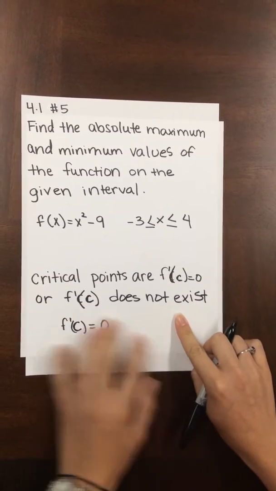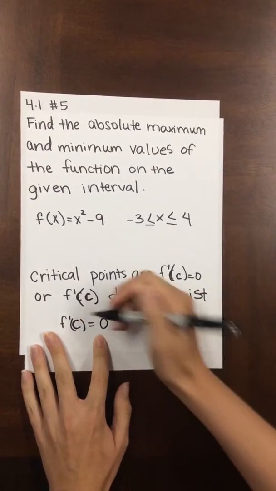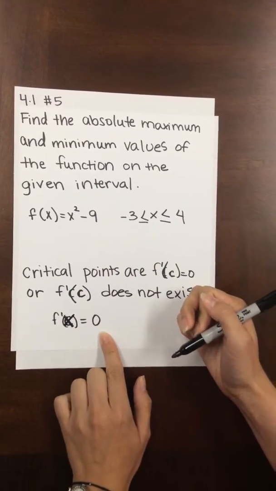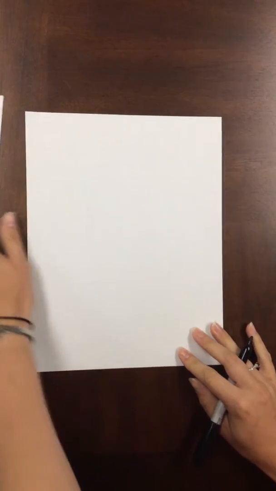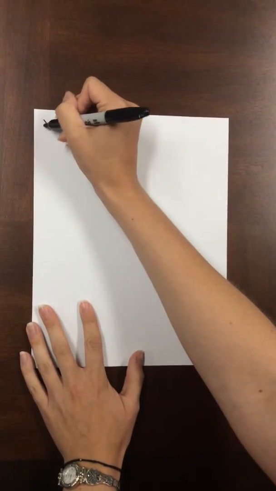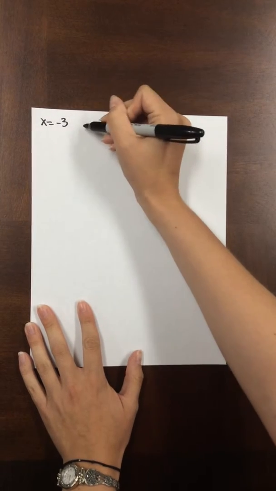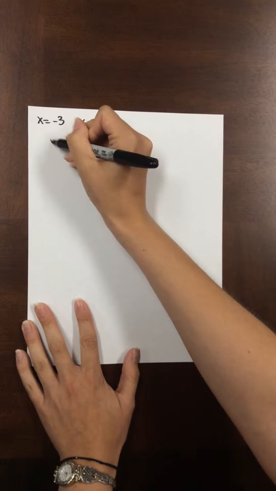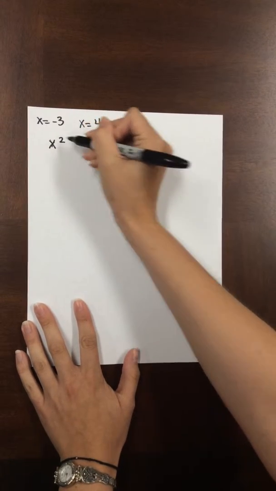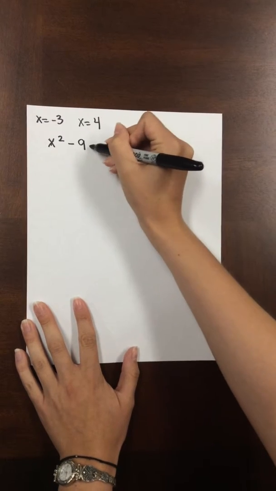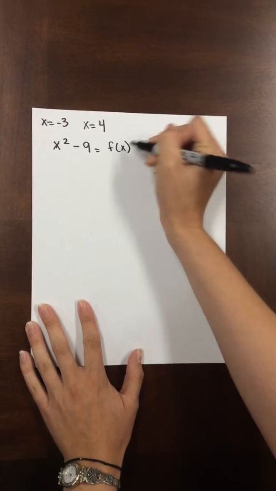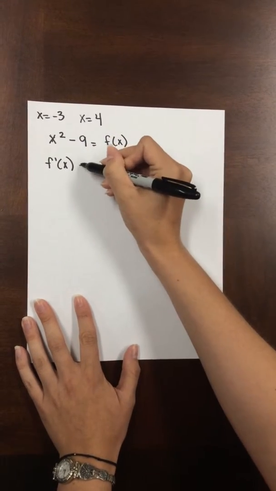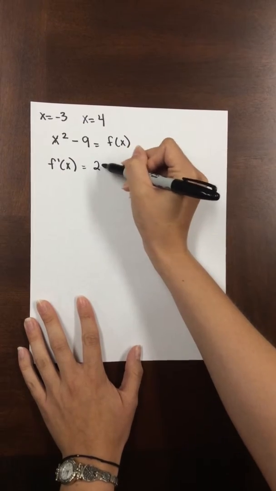So to find the critical points, we find the derivative of our function. So I'm just going to change this to x since I'm using x, and we set it equal to 0. So again, we already have the x value equal to -3, and we already have the x value equal to 4. And our original function was x squared minus 9 is equal to f of x. So f prime of x, the derivative of f of x, is just 2x.